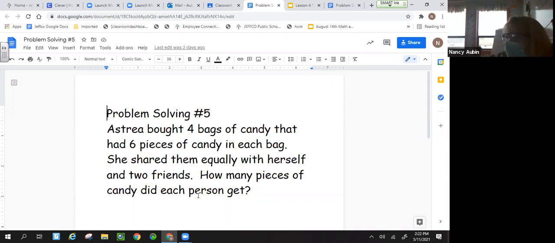Astria bought 4 bags of candy that had 6 pieces of candy in each bag. She shared them equally with herself and 2 friends. How many pieces of candy did each person get? I'm going to read that again, Josh and Henrik, because I really don't want you to let me fool you, okay? Listen. Astria bought 4 bags of candy that had 6 pieces of candy in each bag. She shared them equally with herself and two friends. Be careful on that part. How many pieces of candy did each person get?